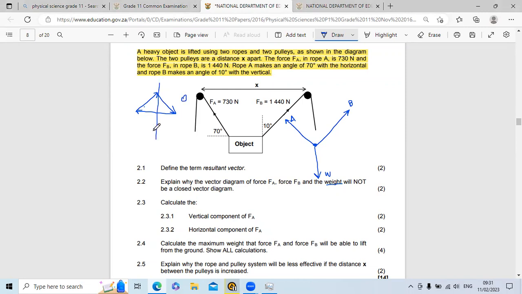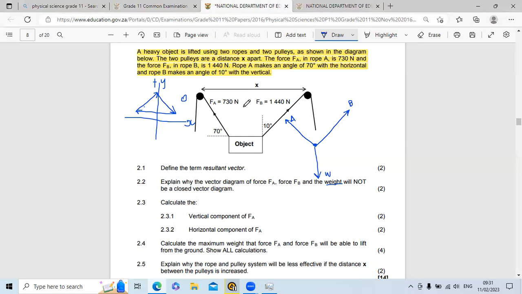And by the way, another thing, you have to draw your vector diagram on the Cartesian plane. So basically when they ask you whether something is a closed vector diagram, they're just asking what happens when you draw all these vectors on the Cartesian plane head to tail. Will you get a vector of 0?